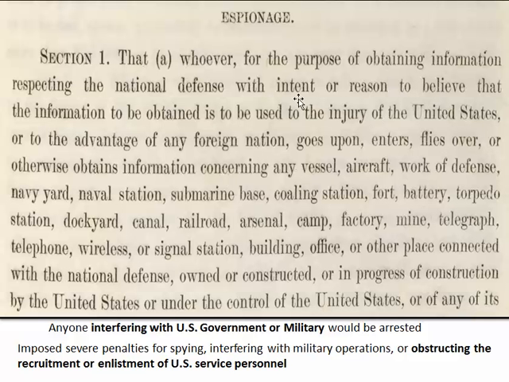Section 1 here says that whoever, for the purpose of obtaining information respecting the national defense, with intent or reason to believe that the information to be obtained is to be used to injure the United States. In other words, anyone interfering with the U.S. government or military would be arrested for espionage. And it imposed severe penalties for spying, for interfering with military operations, or obstructing the recruitment or enlistment of U.S. service personnel.